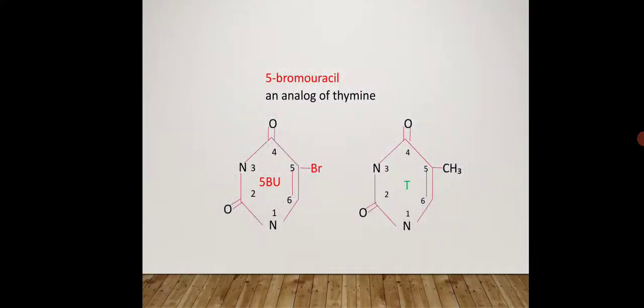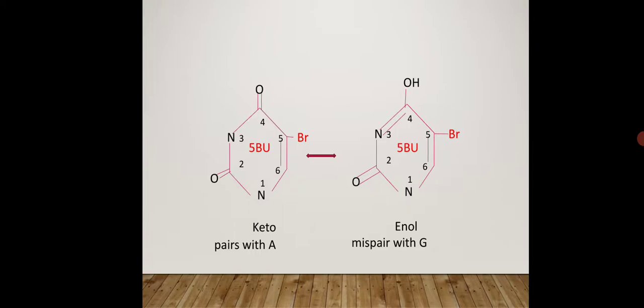Now there are two forms of 5-bromouracil. This is the structure of 5-bromouracil and this is the structure of normal thymine. At the fifth position, instead of a methyl group there is a bromine group, hence the name 5-bromouracil. So you can see the structure is similar, only at the fifth position there is a bromine group instead of the methyl group. It exists in two forms.